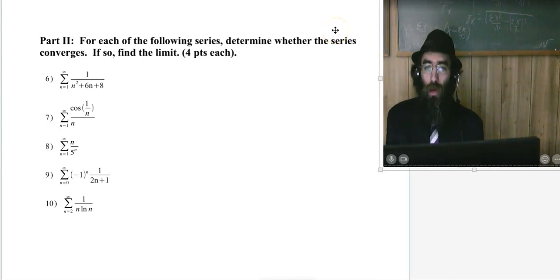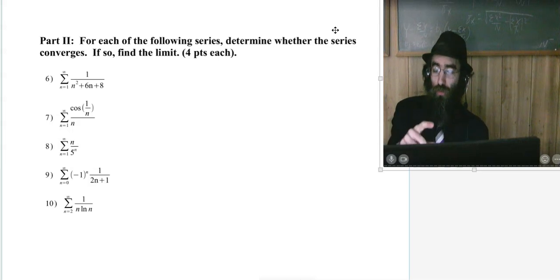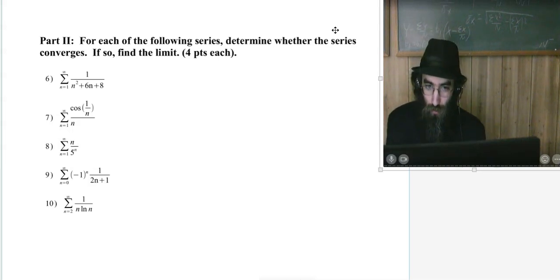Part 2, more of the same, but now there's the added rule: if it converges, find the limit. And we have 1 over n squared plus 6n plus 8. Another one is sum n goes 1 to infinity of cosine(1/n) over n. So it's cosine of 1 over n, that whole thing over n. Question 8: sum as n goes from 1 to infinity of n over 5^n.